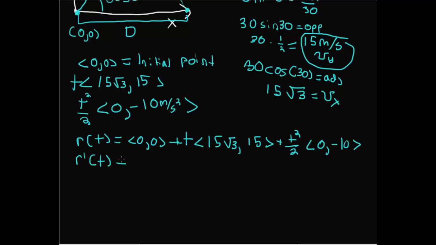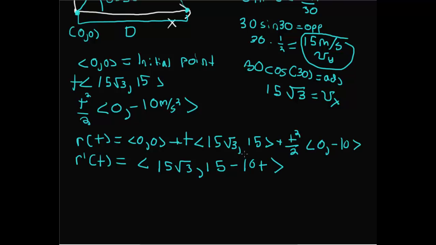can be represented as, in the x direction we have, well, t times 15 root 3 is just going to be 15 root 3, and t squared over 2 times 0 is 0, so there's no derivative there. In the y component, well, 0 t times 15, which is 15, and then when you take the derivative of this it just becomes t, so t times negative 10, so you have negative 10t.